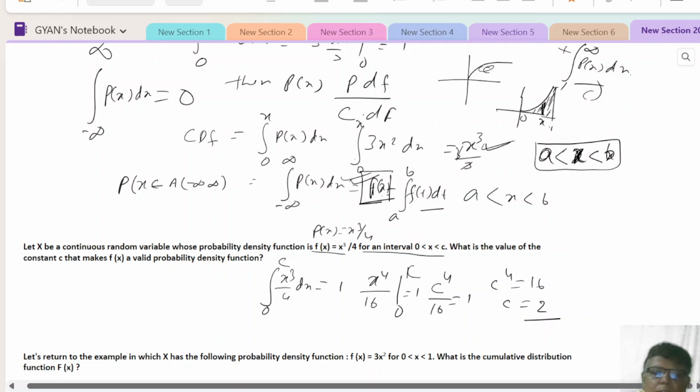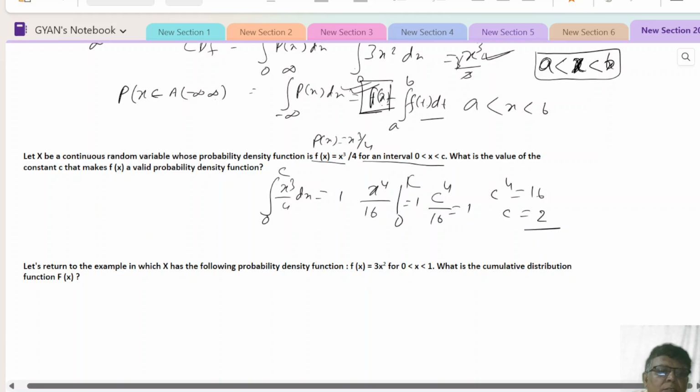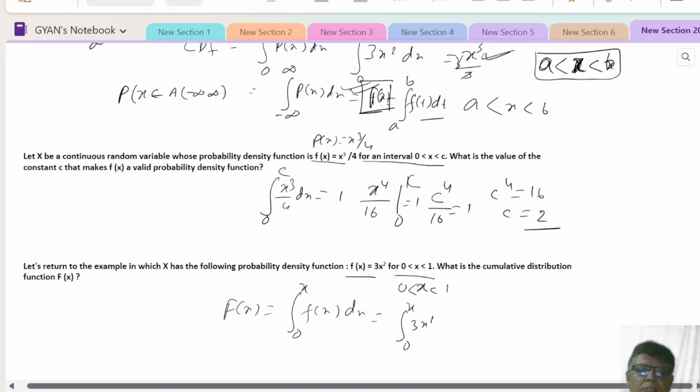Now come to the next question, question three. Let us return to the example in which x has the following probability distribution function, 0 to 1. What is the cumulative distribution function? So f(x) is the cumulative distribution function from 0 to x. That means x should be between 0 to 1. So the integral from 0 to x of 3x square dx. That means x cube. So this is the cumulative distribution function, x cube.